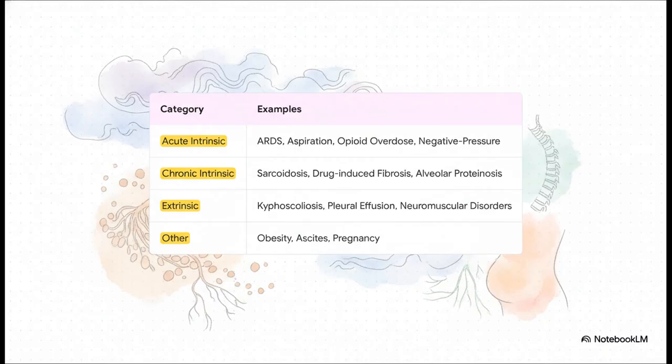So, what causes this? Well, you can split the causes into two big buckets. On one hand, you have intrinsic problems, where the disease is in the lung tissue itself. This can be acute, like pulmonary edema, where the lungs fill with fluid, or chronic, like the scarring and stiffening you see in pulmonary fibrosis. On the other hand, you have extrinsic problems. Here, the lung tissue might be perfectly healthy, but something outside the lung is physically stopping it from expanding. Think of severe kyphoscoliosis crumpling the chest wall, or massive ascites pushing the diaphragm up into the chest. Even things we see every day, like obesity or late-stage pregnancy, act as an extrinsic restriction.